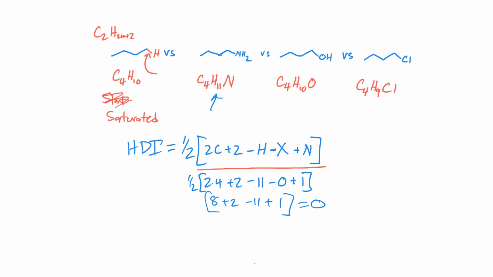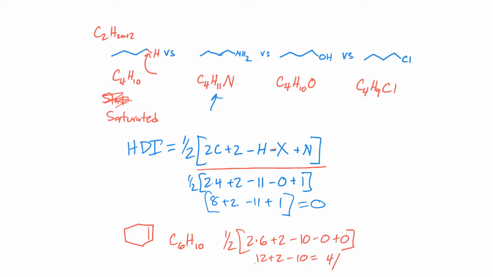If you remember the formula for cyclohexene, C6H10, let's use that formula now in our HDI calculation. So 1/2, 2 times the number of carbons, which is 6, plus 2, minus the number of H's, 10, minus the number of halogens, 0, plus the number of nitrogens, 0. We add that up, we get 12 plus 2 minus 10 equals 4 times a half equals 2. So our HDI for cyclohexene is 2.